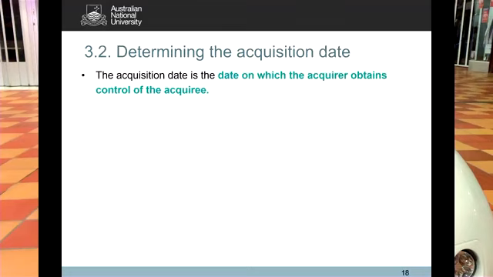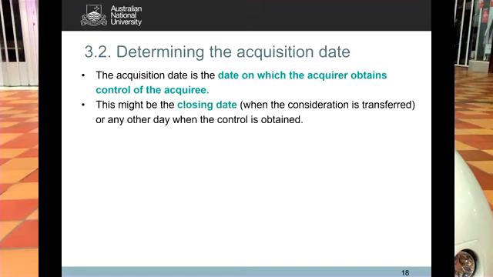So the second step is to determine the acquisition date. You may say, is that difficult? Yes, sometimes it could be confusing. When would be the acquisition date? Okay, first of all, I'll let you know the acquisition date is the date on which the acquirer obtains control of the acquiree. So the date they obtain the control would be the acquisition date.